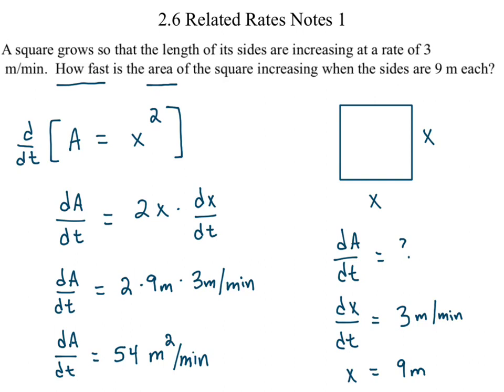The next one, if we're moving on, this one is water is leaking onto a floor. It creates a circular pool, so we're going to build a circle. The radius of this pool increases at a rate of 3 centimeters per minute. So that's my rate of change of the radius. They want to know how fast is the area of the pool increasing when the radius is 12 centimeters. So that's a fixed moment.